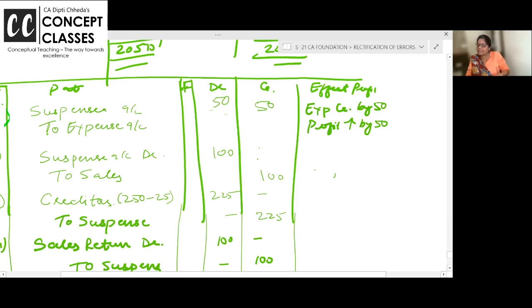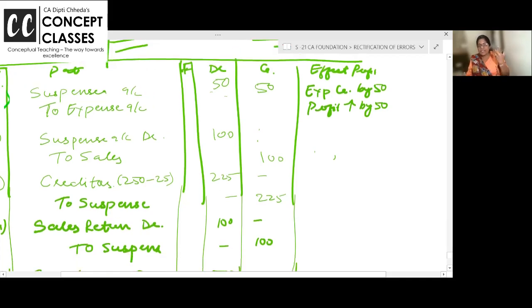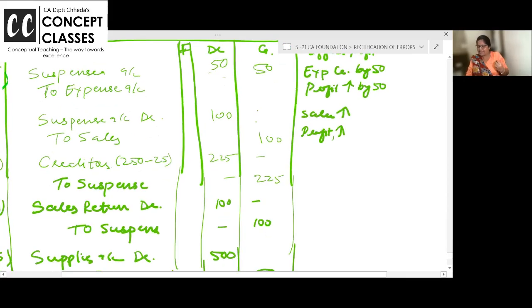Suspense to sales. Sales, if you are increasing, what will be the impact on profit? Profit will also increase. Higher sales, higher GP, higher NP. Ma'am, I have written the entries, I have missed this, I'll give you 6 out of 10. Why do you want to do that? So learn this extra point also. This is very nice.